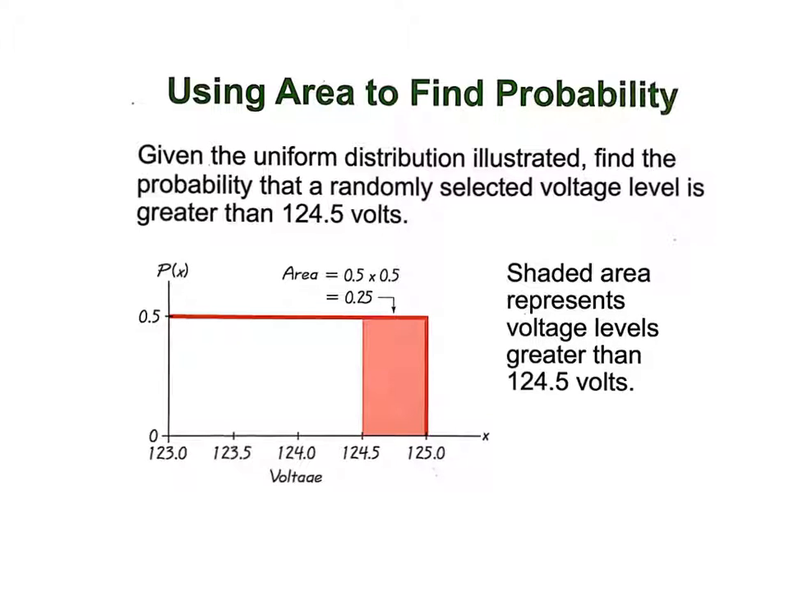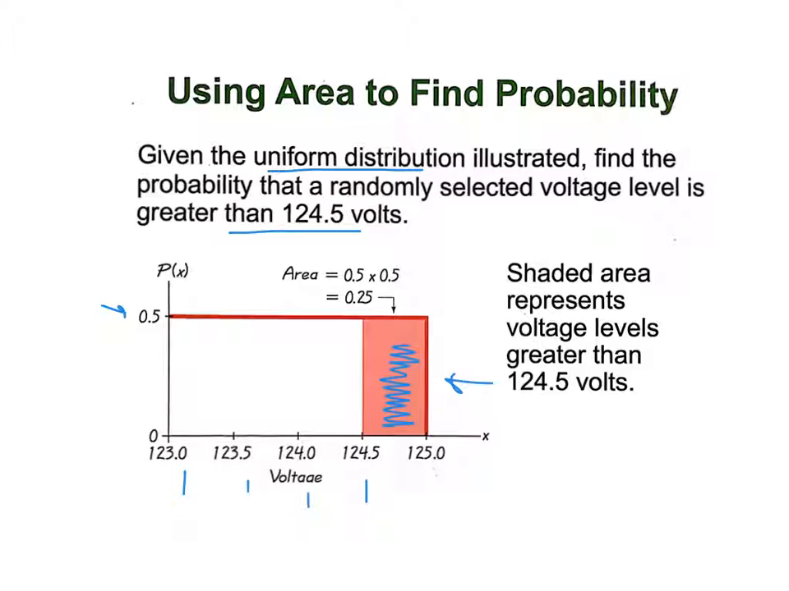Using area and probability. Here's the uniform I talked about a minute ago. The uniform looks like a rectangle. It's like this, where all the probabilities are pretty much 0.5. And so it says, find the probability that a randomly selected voltage level is greater than 124.5. And you can see the voltage levels down here. Greater than 124.5 has been shaded for you already right there. So it wants to know what's the probability of randomly selecting a voltage greater than 124.5.